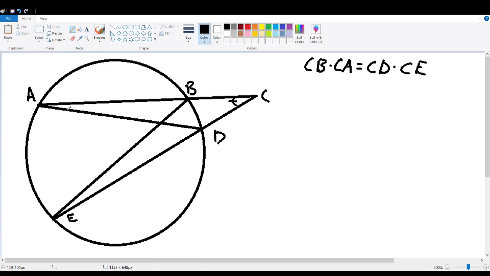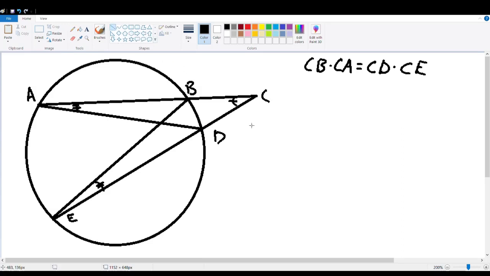And then you can also see that CAD and BEC are congruent. Why? Because angle BAD and BED create a same length arc on a circle. So that means they are congruent.